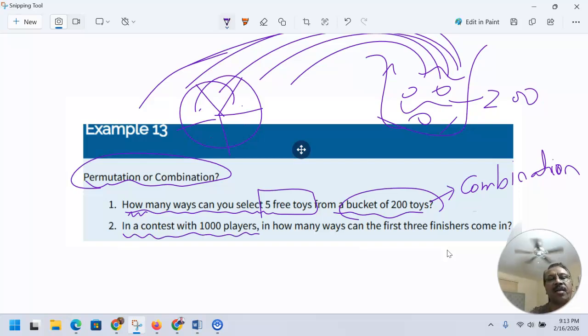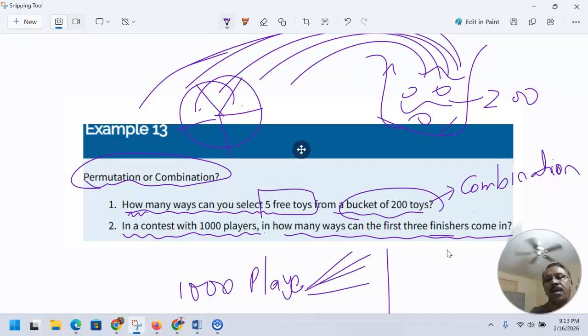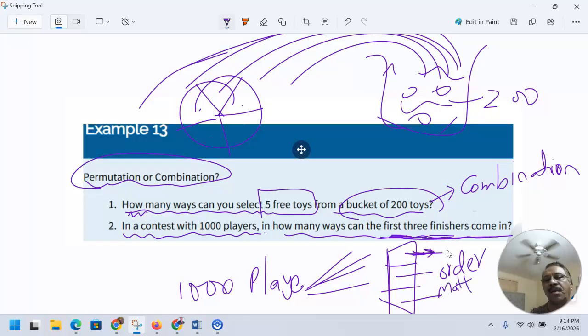But for the contestants, 1,000 players, how many ways can you finish 3? That means if there are 1,000 players, when they go running, you get first place, second place, and third place. Here the order matters, because the first three finishers come first, second, and third. And because the order matters, this is called permutations. Let's do the exercise problems.